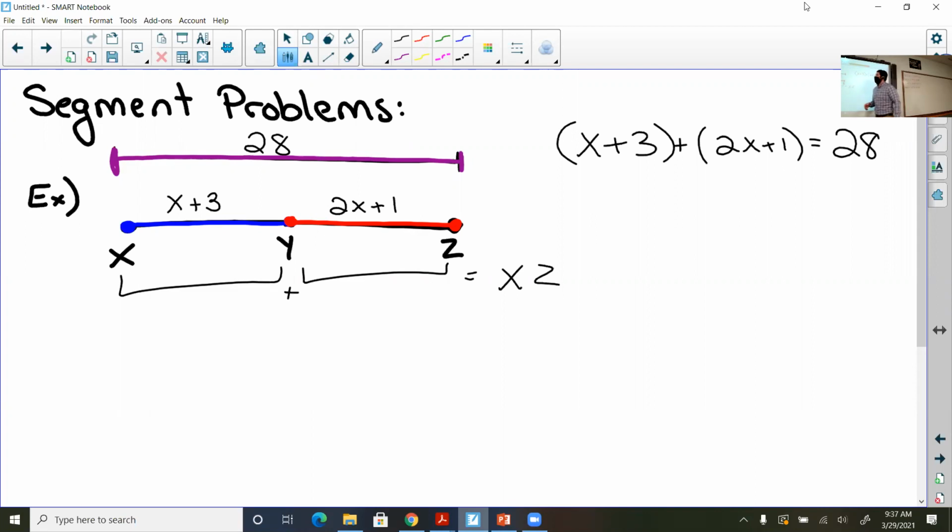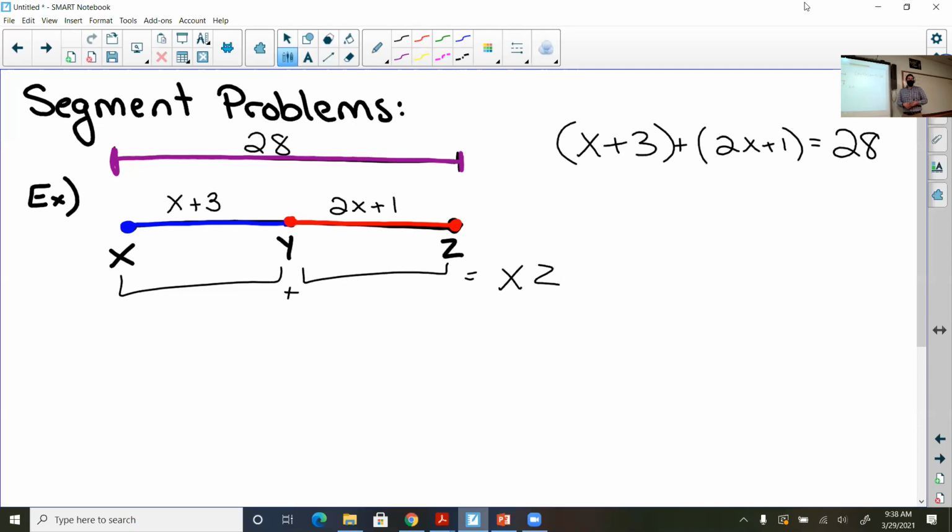What I do know is that if I were to add 3 to X, and if I were to double the X value and add 1 to it, their sum is 28, which again, not helpful at all. But what it has allowed us to do is to create this equation. Now from here, we have a multiple step equation.